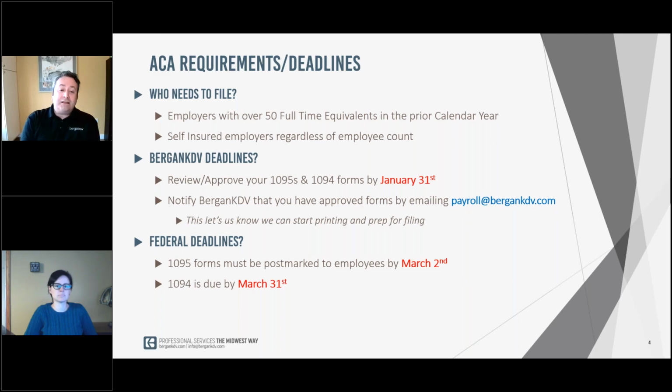What are the timelines and what are the reports that we're talking about? There are two main filings that are part of ACA. One is the 1095, which is a form that is due out to your employees, and the 1094, which is a summary report, which is due back to the IRS. I said earlier today to someone else, for those of you who've been a long time in payroll, the 1095 is like your W-2, and the 1094 is like your W-3.